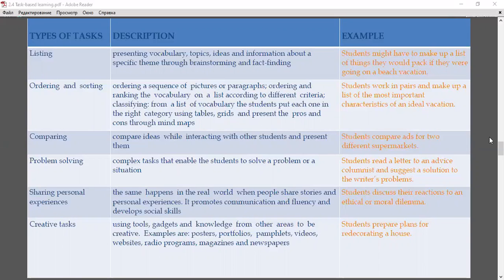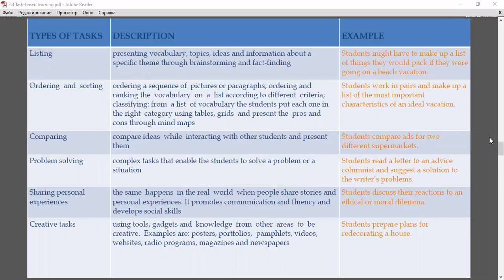Next, problem solving. Complex tasks that enable the students to solve a problem or a situation. For instance, students read a letter to an advice columnist and suggest a solution to the writer's problem. Next one, sharing personal experiences. The same happens in the real world. When people share stories and personal experiences, it promotes communication and fluency and develops social skills. Example, students discuss their reactions to an ethical or moral dilemma. And the last one is creative tasks. Using tools, gadgets, and knowledge from other areas to be creative.